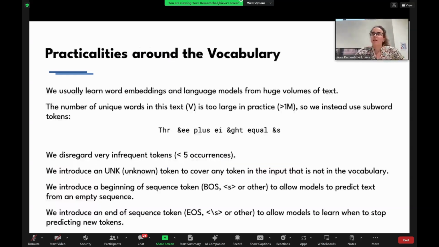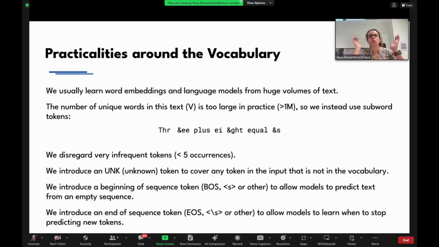So this is everything that I wanted to cover today. Just a couple of last notes about some practicalities around the vocabulary, some simplifications I didn't mention so far, but are worth being aware of. So we usually learn word embeddings and language models from huge volumes of text. As I mentioned, these can go up to 2 billion or sometimes even trillions of words, which means that the unique number of words in this corpora is going to be huge.